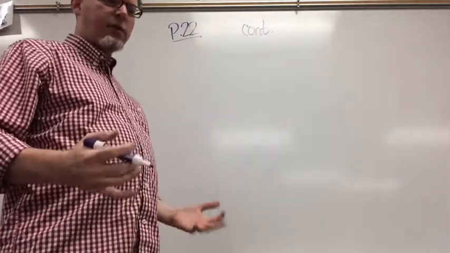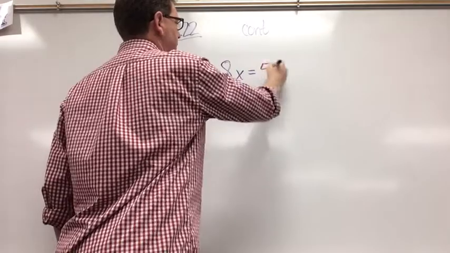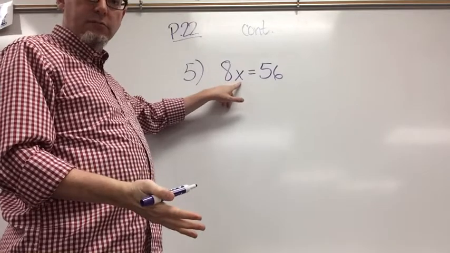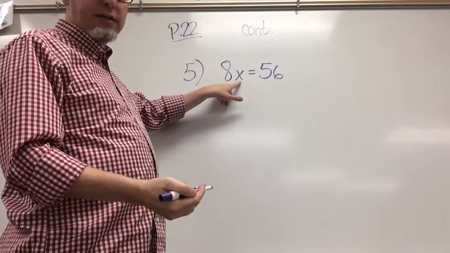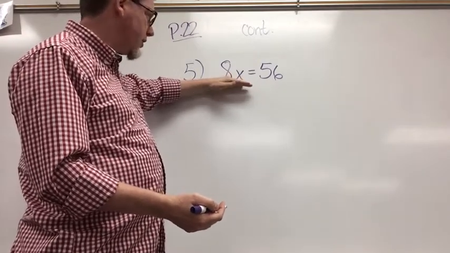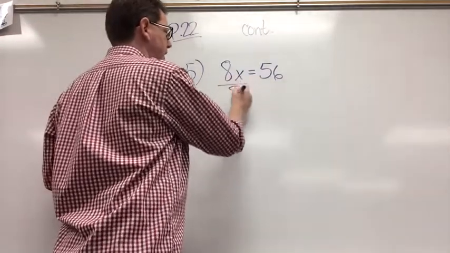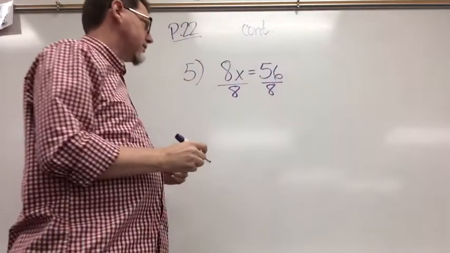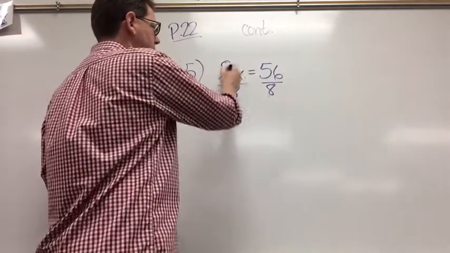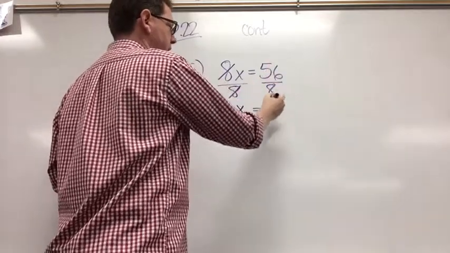Now let's look at some multiplication problems. For number 5, 8x equals 56. You know that anytime you have a number right next to a variable, that's multiplication. So the 8 is being multiplied by whatever x is. Since multiplication is the operation, the opposite of multiplication is division. So we have to divide by 8 on both sides. Again, I want you to write it just like this, and we need to practice writing it like this. The 8 divided by 8 is 1x. We don't write the 1, we can just write the x. And then 56 divided by 8 is 7.